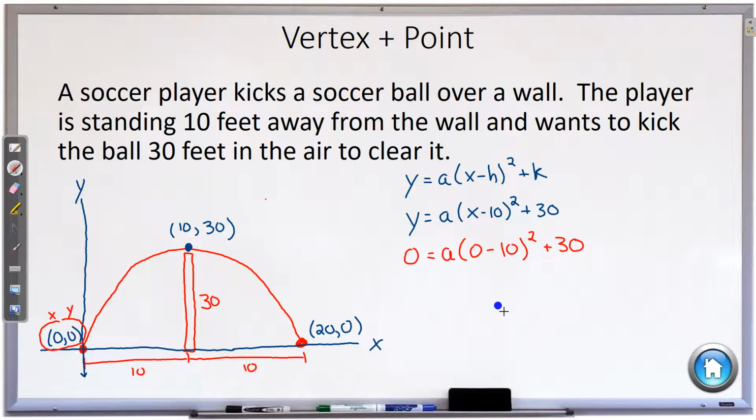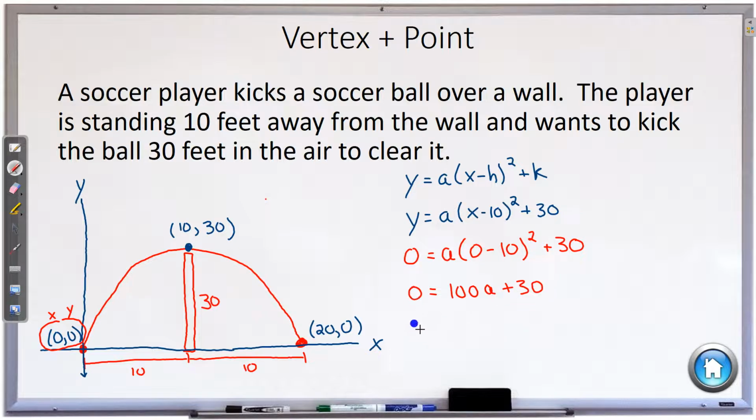Now that I've got those two filled in there, hopefully you can see we only have one variable left, and we should be able to solve for it. So let's simplify this. 0 minus 10 is negative 10, squared is positive 100. Bring everything down, and then we're going to do this two steps in our head.